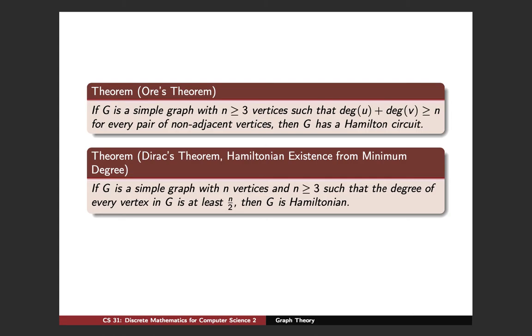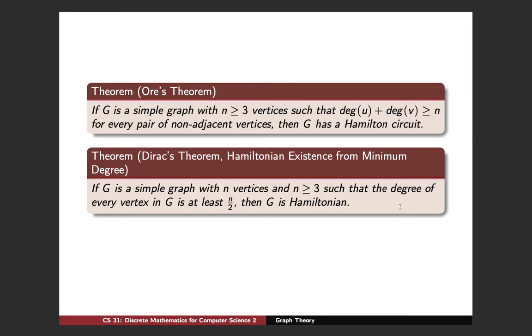Here we have two theorems. These theorems state some sufficient conditions to show that a graph is Hamiltonian. So, first theorem, Ore's theorem: if G is a simple graph with at least 3 vertices, such that the degree of u plus the degree of v is at least n for every pair of non-adjacent vertices, then G has a Hamilton circuit. Hindi na natin i-discuss ang proof nito, but if you want a discussion of the proof, you can refer to the provided link in our Notion page.